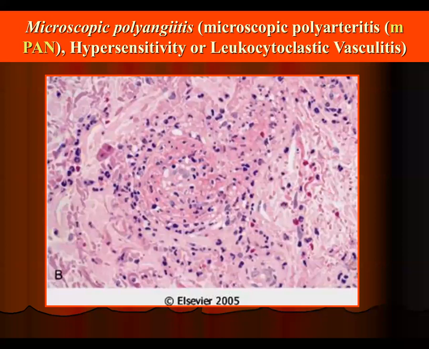In microscopic polyangiitis, we can also see the neutrophilic nuclei occurring in the periphery. They can be surrounding, within and around the vessel wall. Okay, so this is also a microscopic feature of the necrosis of microscopic polyangiitis.